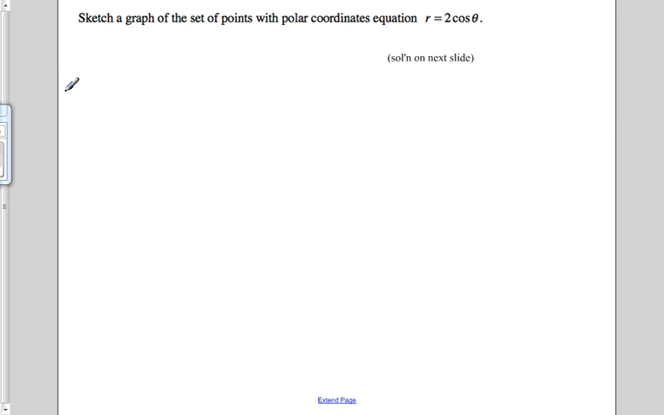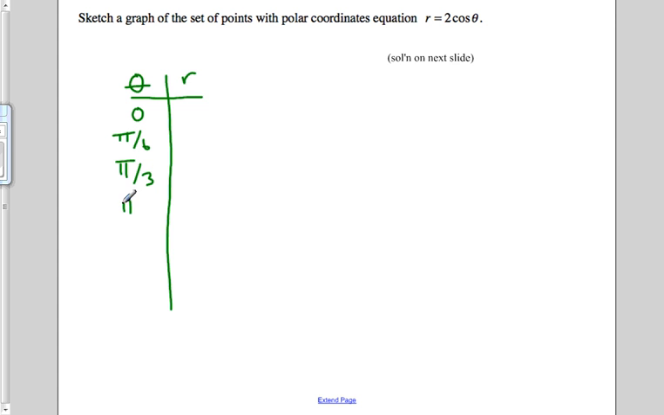Okay, so next it says sketch a graph of the points with polar coordinates r equals 2 cosine theta. Now this is at first a slightly tricky idea, but I think the easiest thing to do is just to generate a table of theta and r. And I think it's easy to just increment by pi over sixes because we know those. So theta: 0, pi over 6, pi over 3, pi over 2, 2 pi over 3, 5 pi over 6. So this is really sort of challenging us to recall our unit circle, and you must.